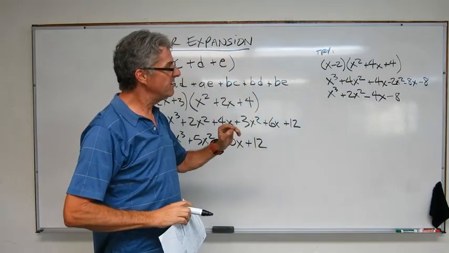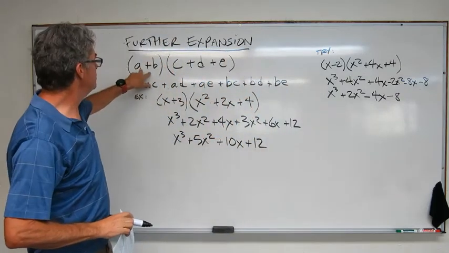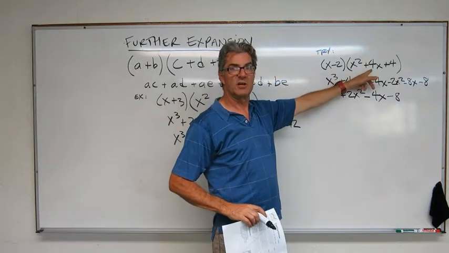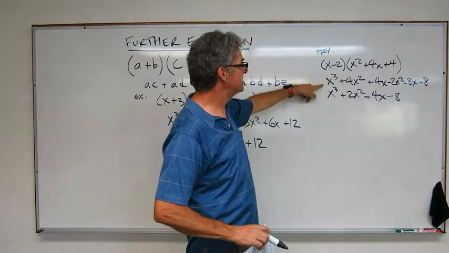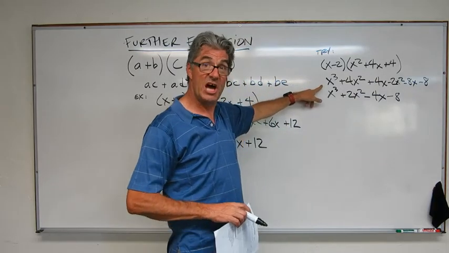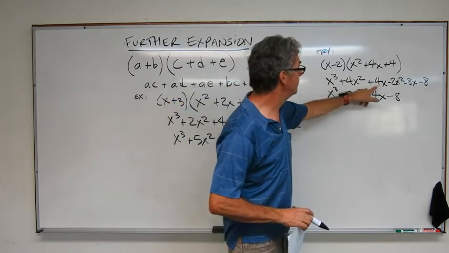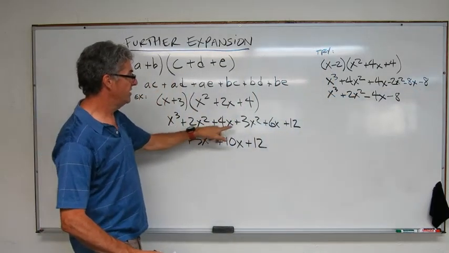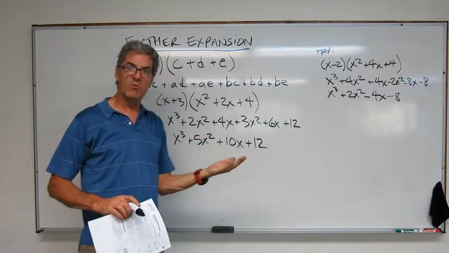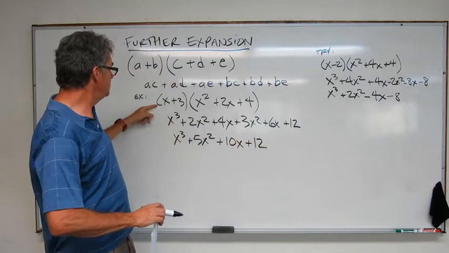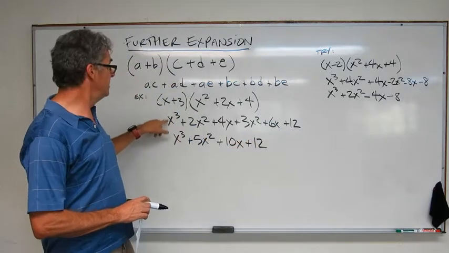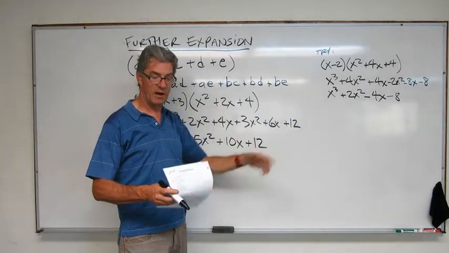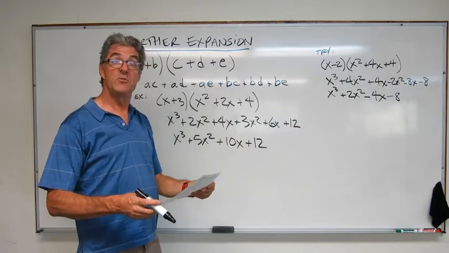I want to point out something. Notice how we have 2 terms times 3 terms. When we get done with this first step, we have 6 terms: 1, 2, 3, 4, 5, 6. So that's one way you can check if you missed something. When you do that first step before you combine, if you have 2 times 3 up here, you should have 6 terms down there. Let me give you one more.